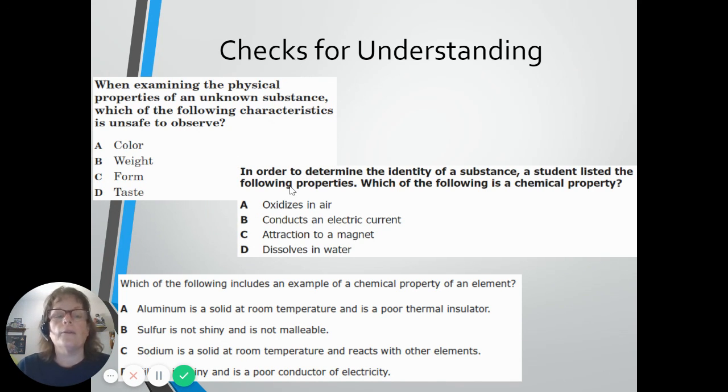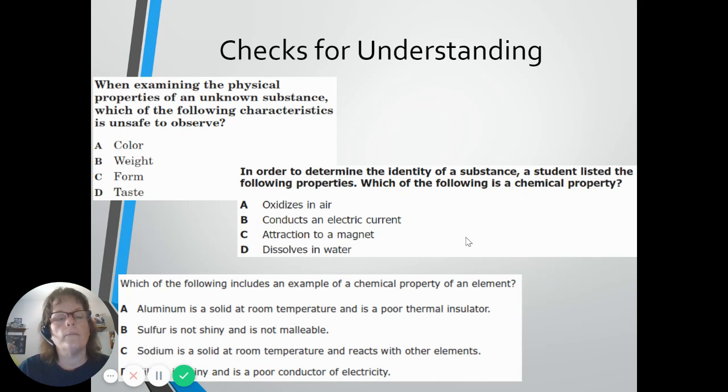Second one says, in order to determine the identity of a substance, the student listed the following properties. Which of the following is a chemical property? Remember we said chemical properties change the chemical composition. So A is oxidizes in the air, B is conducts an electrical current, C is the attraction to a magnet, D, it dissolves in water. Which one out of those four do you think is going to change the compound chemically?